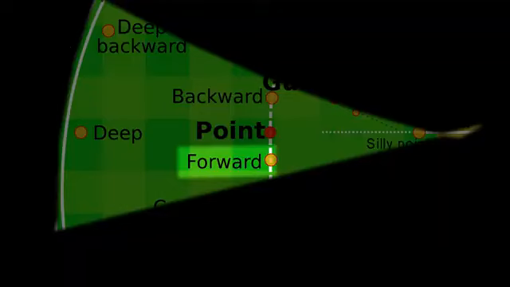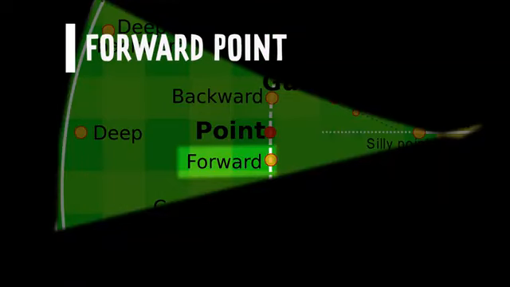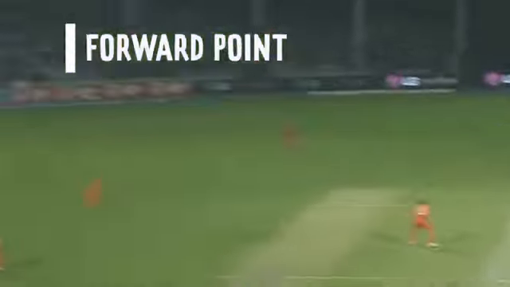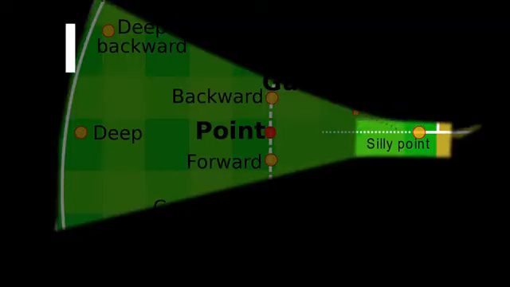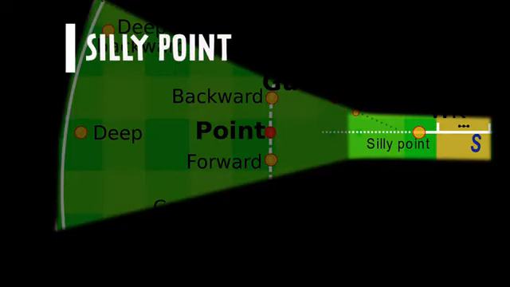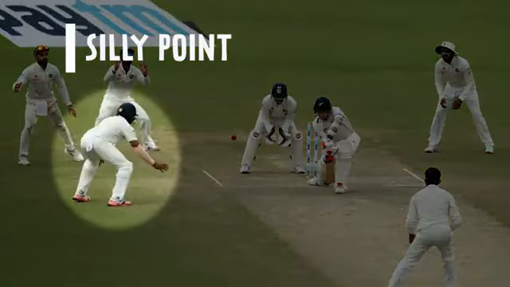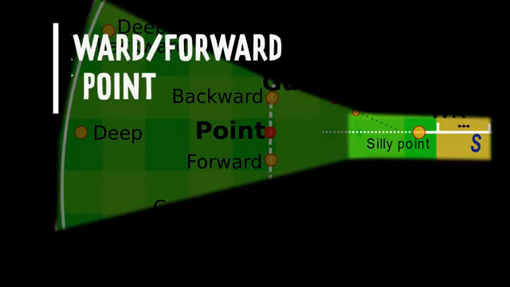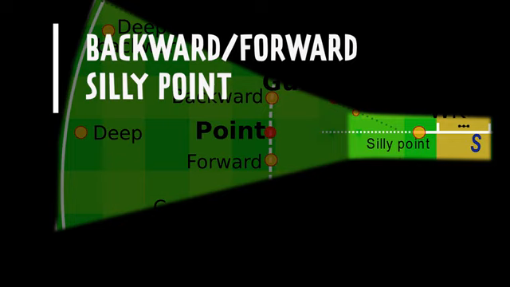While it becomes forward point when moved to his right. If point is placed as a catching position in close infield, then it is known as silly point. Just like point fielder, we also have backward silly point and forward silly point.